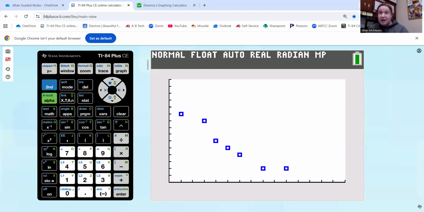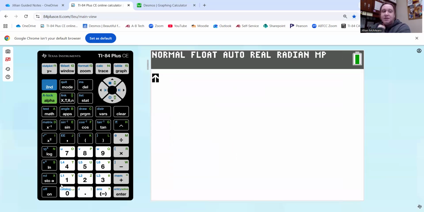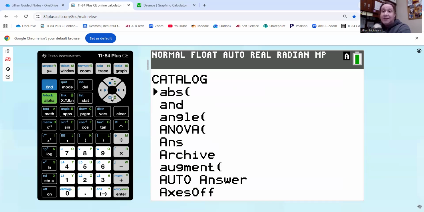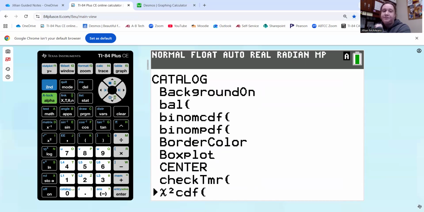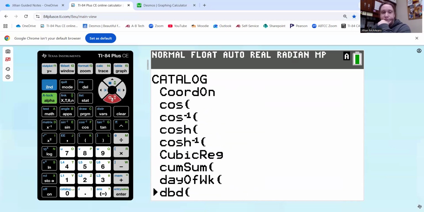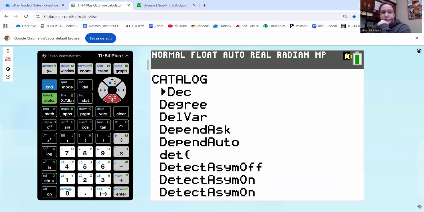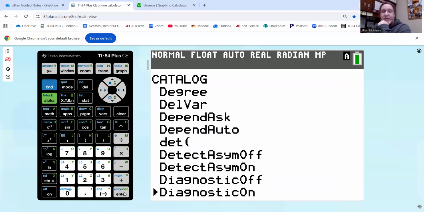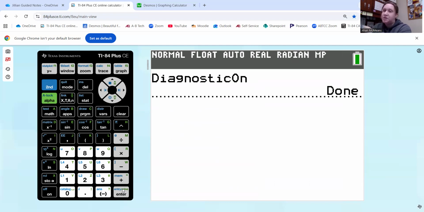Remember, you have to turn the diagnostic on just one time. The only way it'll go away is if you clear out the memory on your calculator. It should be fine otherwise. So just to be super duper clear, you go second, catalog, and you want diagnostic on. So scroll down until diagnostic on, and then hit enter and then hit enter again. Once it says done, you're good.